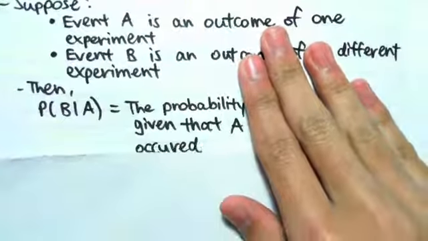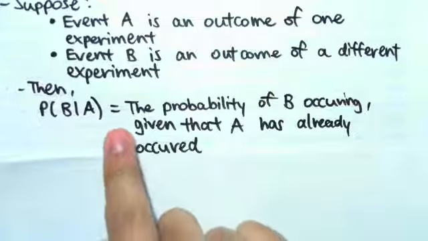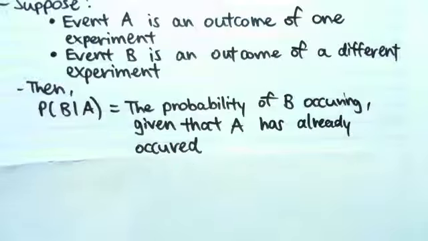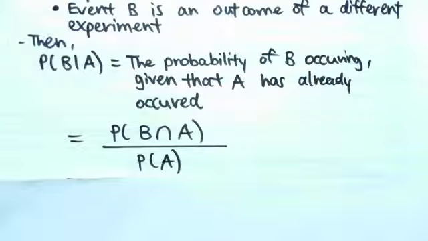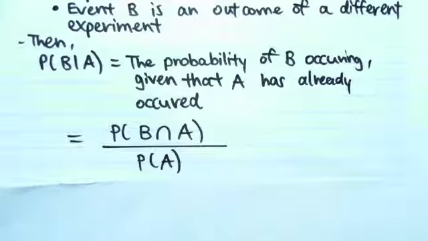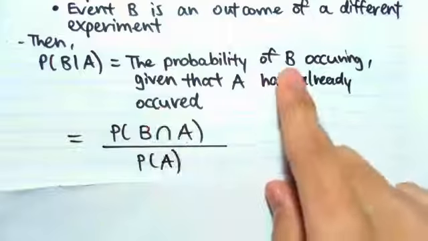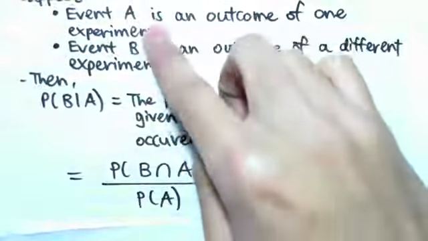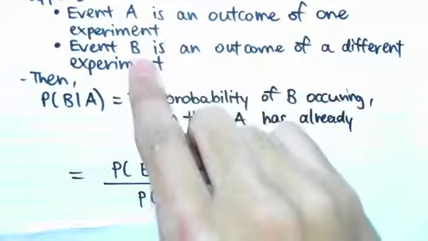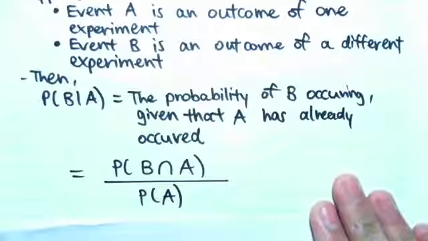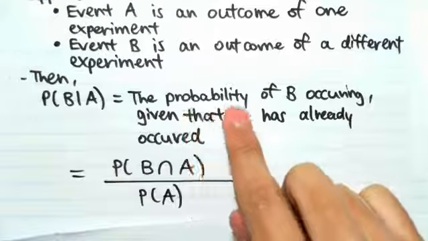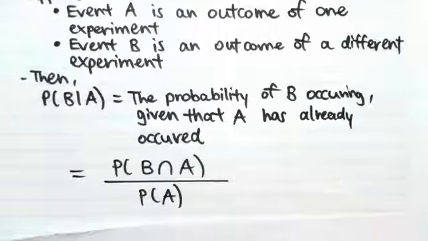So then P of B given A, this notation here, is equal to the probability of B occurring given that A has already occurred. So that here is basically equal to the probability of B intersection A over the probability of A occurring. So that basically means that the events B and A are dependent on each other. Okay, so the occurrence of one event has an effect on the probability of another event occurring. So this is what this formula means. P of B given A is equal to the probability of B occurring given that A has already occurred.